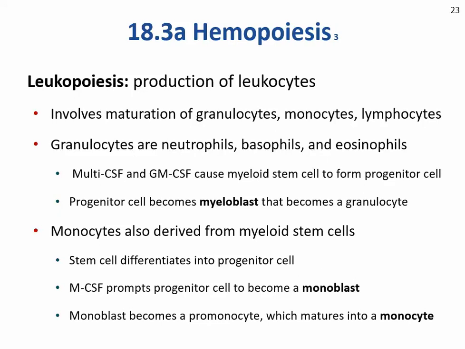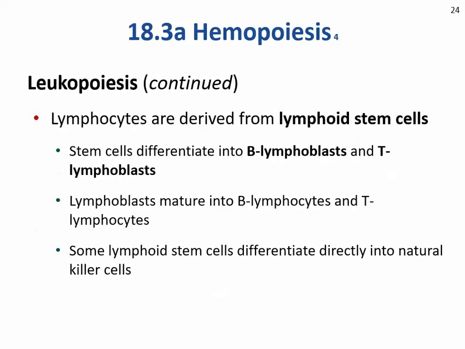The monocytes are first monoblasts and then become mature monocytes, etc. Lymphocytes are made from the lymphoid stem cells, and so they become B lymphoblasts and T lymphoblasts, which will then become B and T lymphocytes, subject of a further video when we talk about immunity. They are very involved with protecting us against disease.